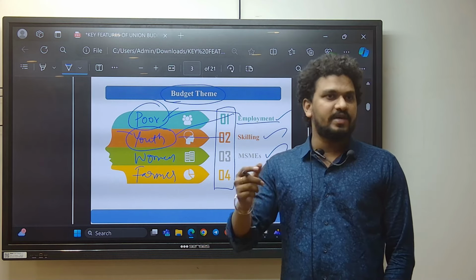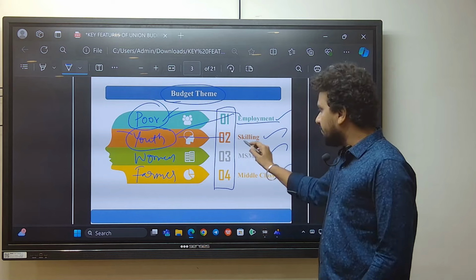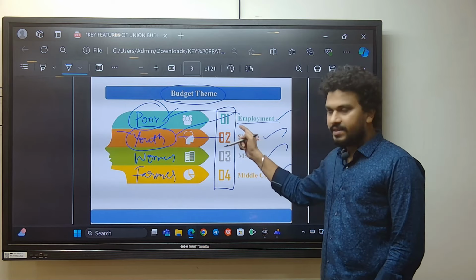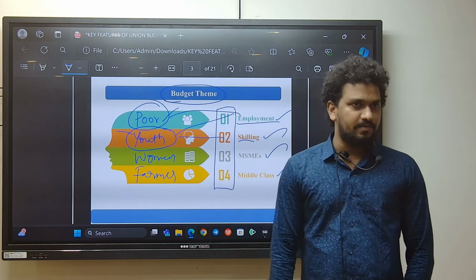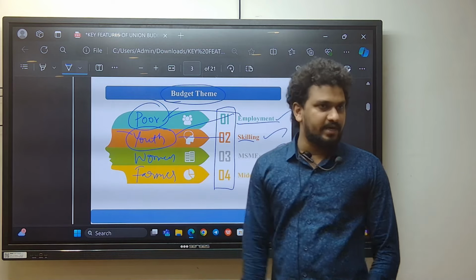What kind of skills can we provide? That has been mentioned in the budget also. If there are skills, then we can provide employment to the youth also. So their concern is also met.